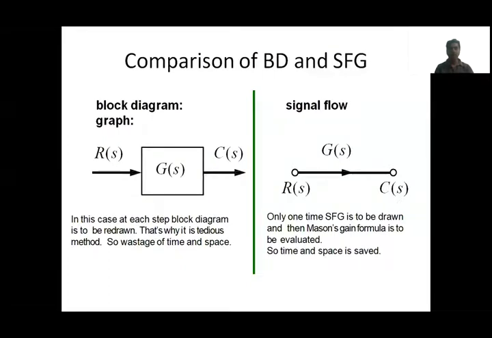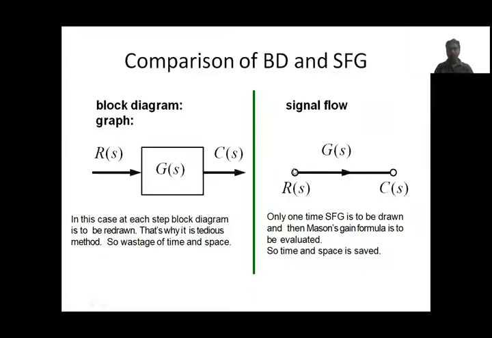We'll see the basic comparison of block diagram and signal flow graph representations. In block diagram representation, you can see a simple block. Here the rectangular box, inside we have the gain term G of S and input signal R of S, output signal C of S. This is a simple representation of a simple open loop system in a block diagram way. In signal flow graph representation, the same thing you can represent like this.